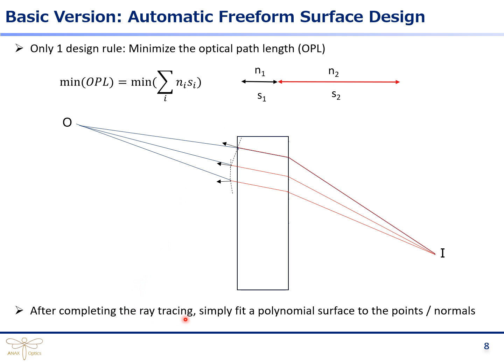After completing the ray tracing, the algorithm will attempt to fit a polynomial surface to this collection of points and normals. The next step will then be to reiterate the same procedure, but instead of starting from a blank, we will start from an actual polynomial surface.